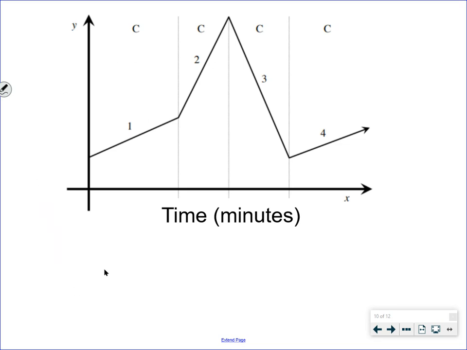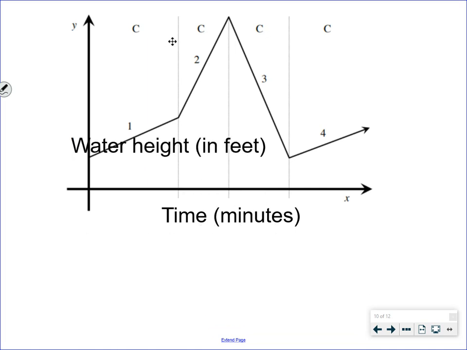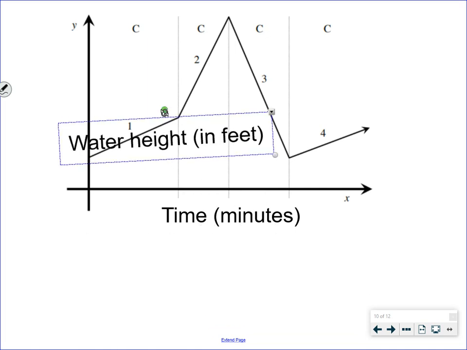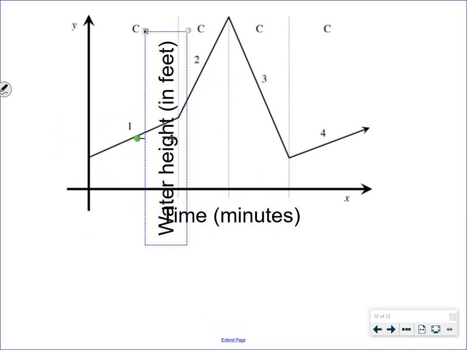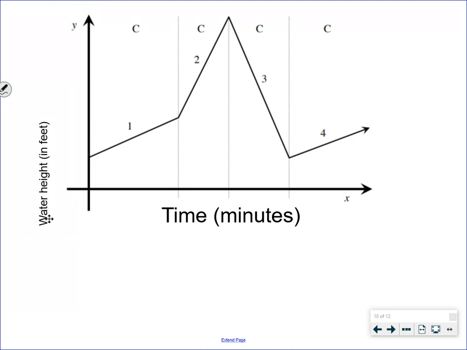The y-axis over here is, what shall I do? I'm going to do water height, and I'm going to do in feet. Okay? Water height in feet. Now, since this goes over here, I'm going to, look at fancy, I'm going to rotate it. Woohoo! This is water height in feet of the pool. Let's go with the pool, okay?